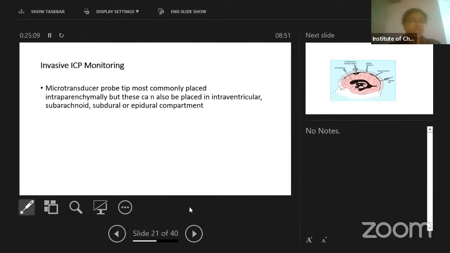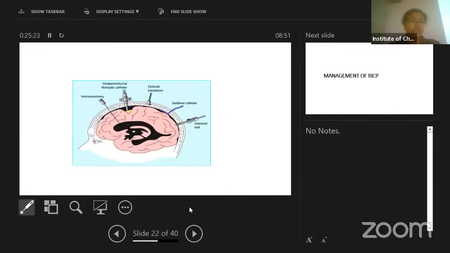Now coming to the invasive part, it is done by a microtransducer probe. The tip of the probe is most commonly placed in the intraparenchymal space, but it can also be placed in the intraventricular, subarachnoid space, subdural space, and epidural component also. This is the pictorial representation of where the probe tip can be placed.